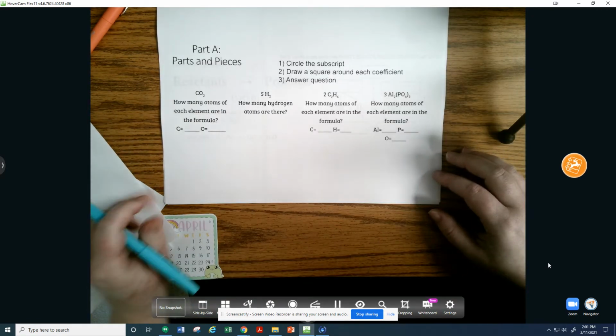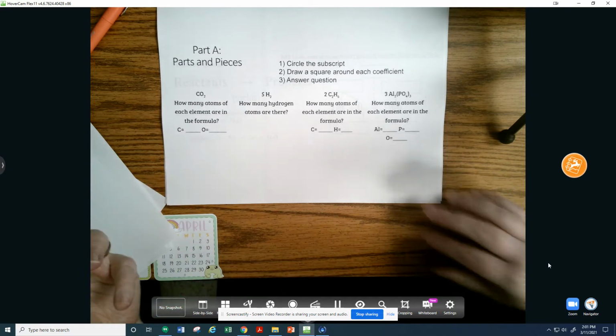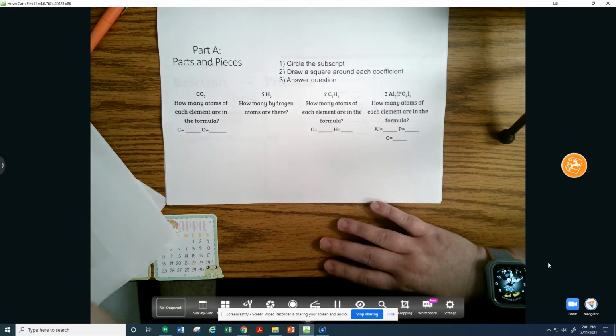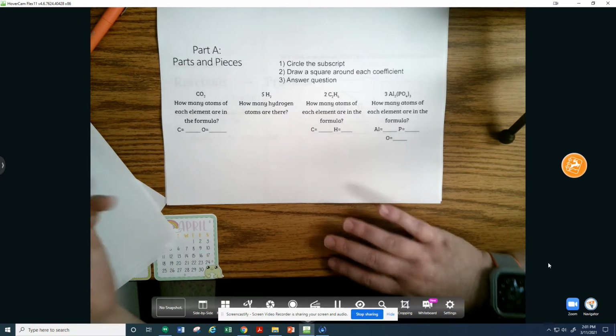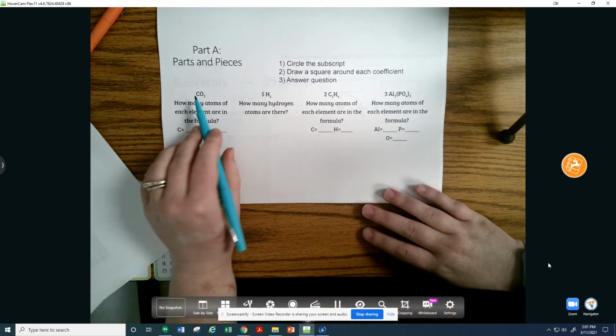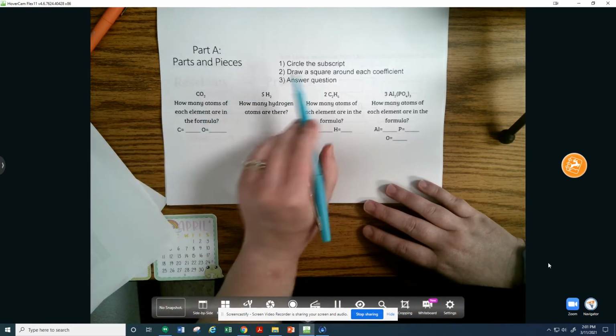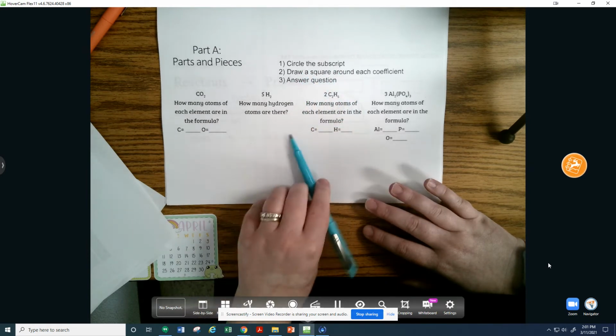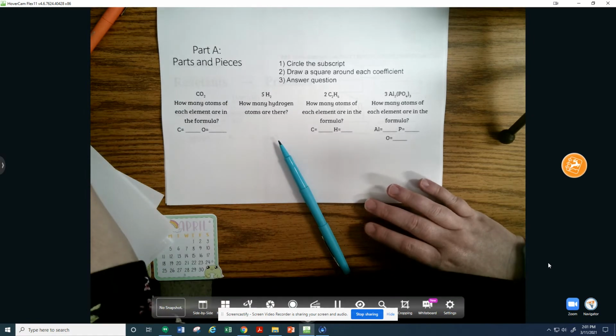So before we can start balancing, there's some things that we need to discuss in order for balancing to make more sense. So we need to interpret subscripts and coefficients here, and how does that apply? And so from here, what we have is this formula for carbon dioxide. So it wants us to circle any subscripts. We're going to box in any coefficients and then answer the adjoining questions.